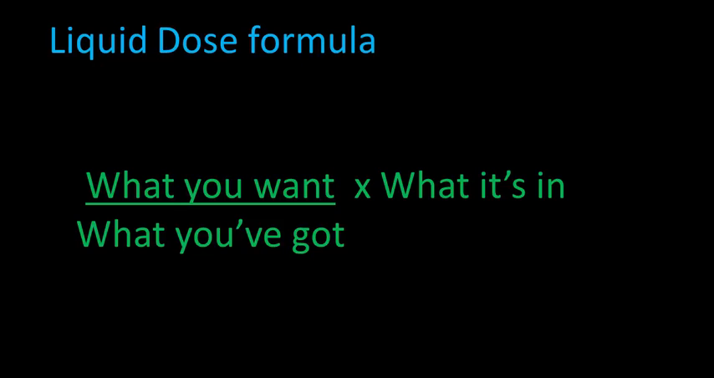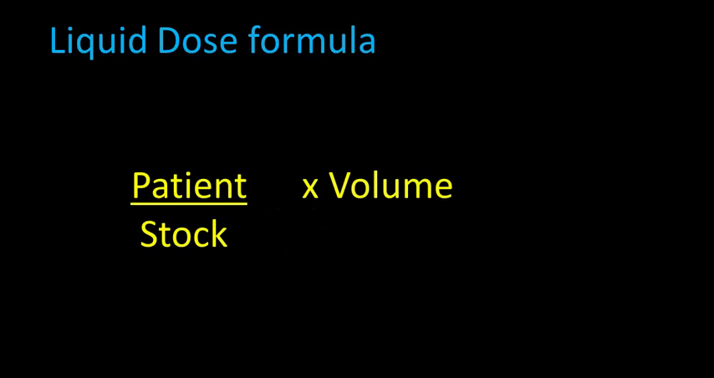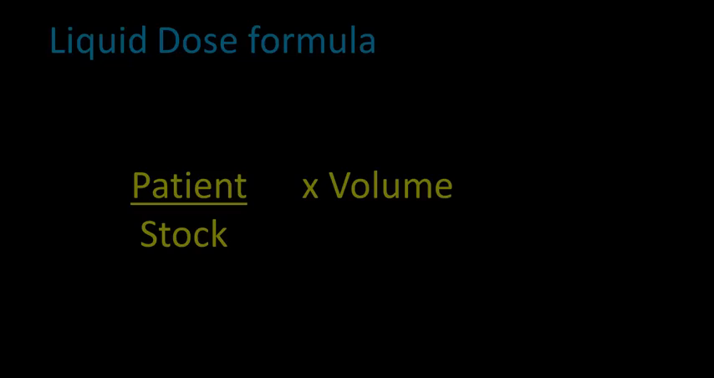Now the what you want really means what you want to give the patient, and the what you've got means what have you got in stock, or the stock strength, and the what it's in is the stock volume. So our formula could be expressed more simply as patient over stock times volume. But it's this formula we're going to apply for the 4 examples that follow, bearing in mind our weight dependent step that must be carried out first of all.